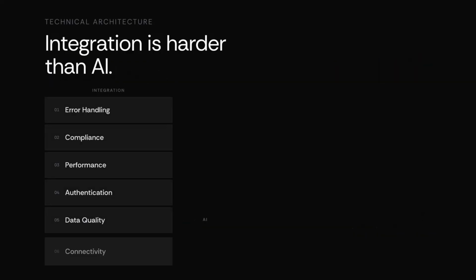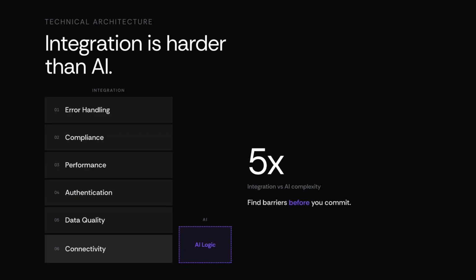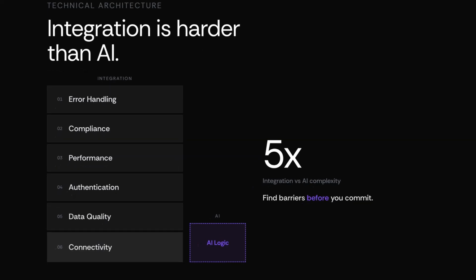Now we get to the part where most implementations break down, technical architecture. It's really important to think about the 6 barriers that might be holding you back. And there are 6 questions that you can answer that'll help you identify any friction points before you even start designing. The first barrier is connectivity.